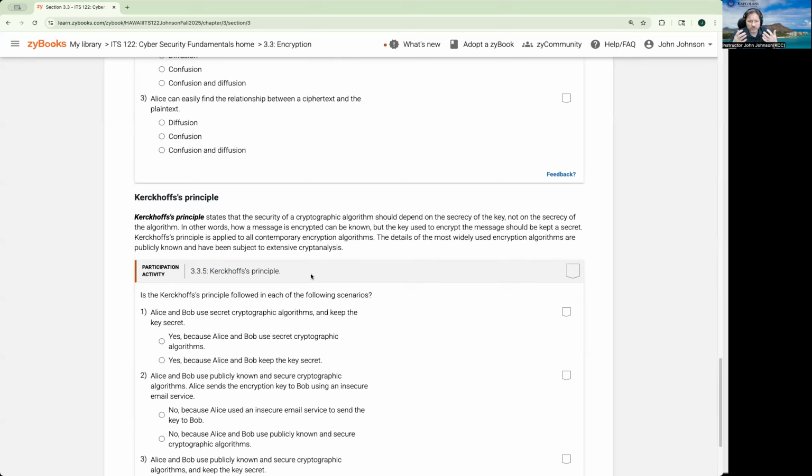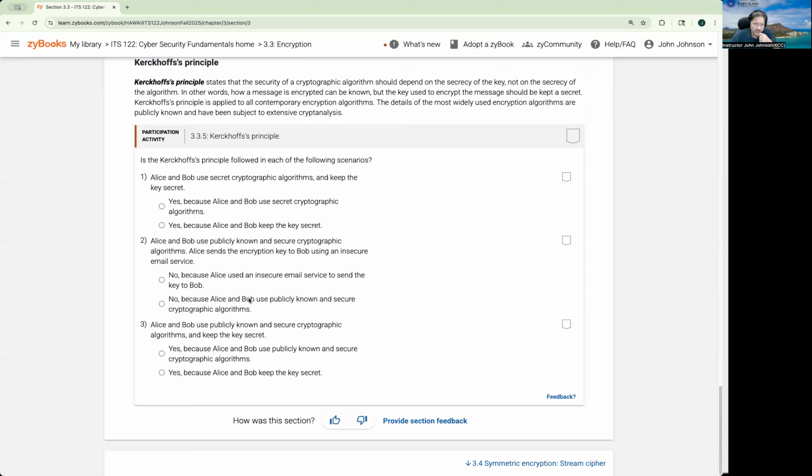So Kerckhoff's principle states that the security of your algorithm is going to depend on the secrecy of the key. We're not talking about the secrecy of the algorithm. We want everybody to know how to do it. We just don't want them to know the secret key. The details of the most widely used encryption algorithms are all publicly known, and they've been subject to extensive cryptanalysis, so it really comes down to the key itself. And the complexity of that key is the key here. The key, huh? Another dad pun there.